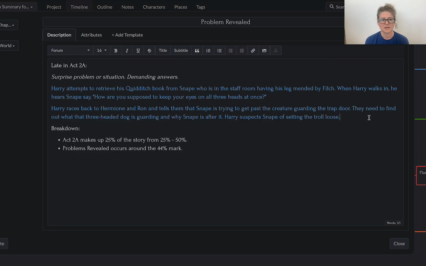Problem revealed. Surprise problem or situation demanding answers. Harry attempts to retrieve his Quidditch book from Snape, who is in the staff room having his leg mended by Filch. When Harry walks in, he hears Snape say, "How are you supposed to keep your eyes on all three heads at once?" Harry races back to Hermione and Ron and tells them that Snape is trying to get past the three-headed creature guarding the trapdoor, and they need to find out what that dog is guarding and why Snape is after it. Harry suspects Snape of setting the troll loose.